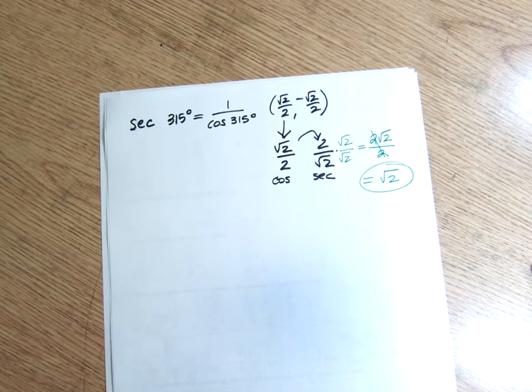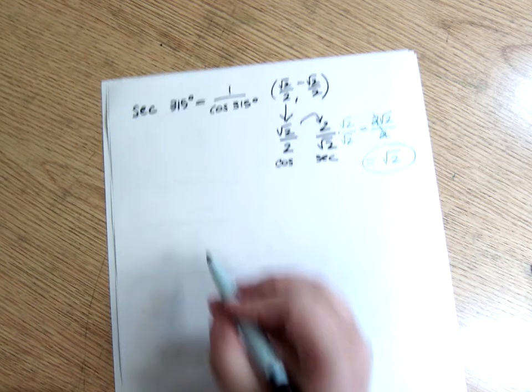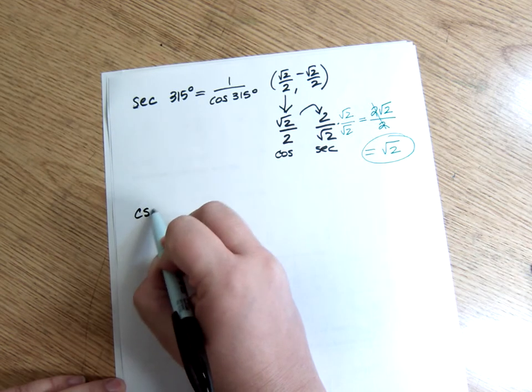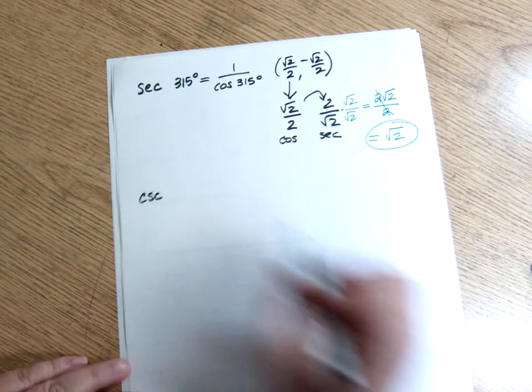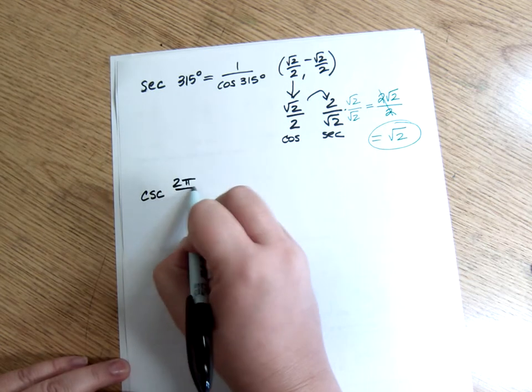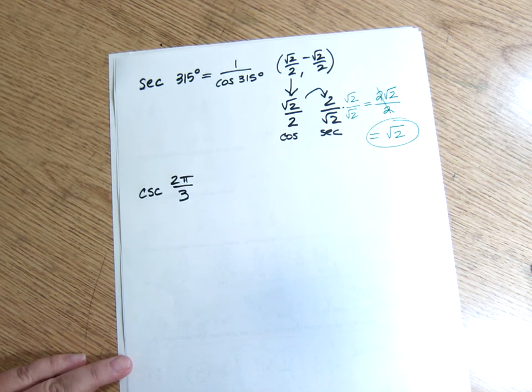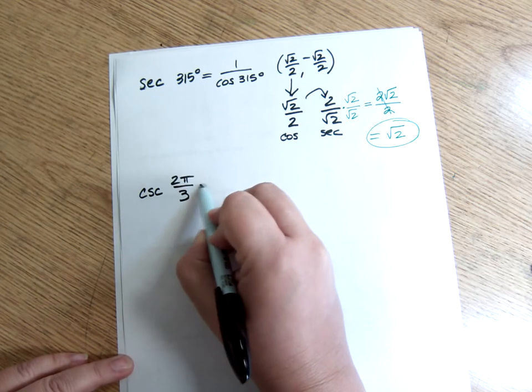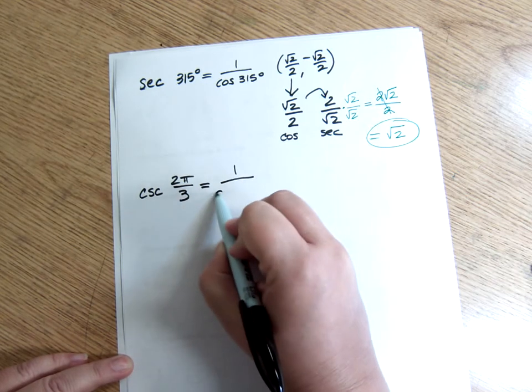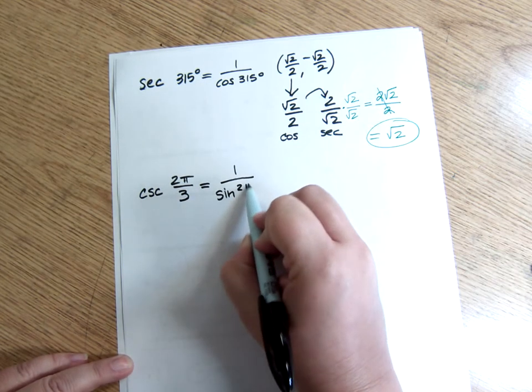Okay, let's do another one. How about the cosecant of 2 pi over 3? All right, the first thing I think of is, what does the cosecant go with? Well, that's tied to the sine. So this is really saying, what's the reciprocal of the sine of 2 pi over 3?